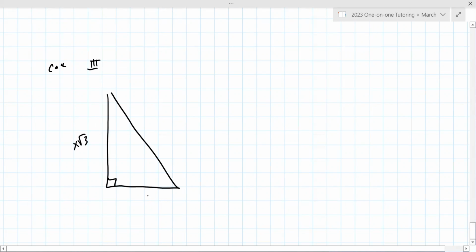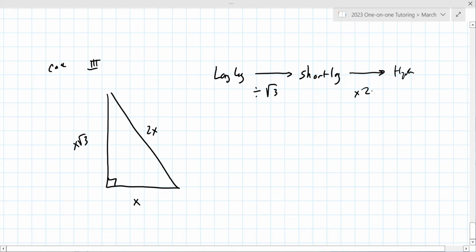What if you're given x root 3? When you're given the long leg, you have to immediately find the short leg. It's your only path. And you do that by dividing by the square root of 3. Once you have the short leg, you find the hypotenuse by multiplying by 2. So it's kind of like a loop thing almost, where there's only certain paths you can take. There's no shortcuts. That's right.